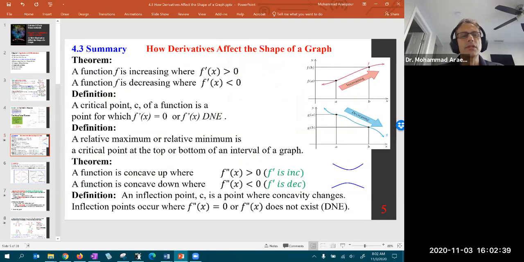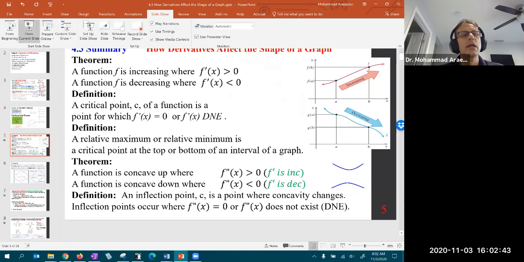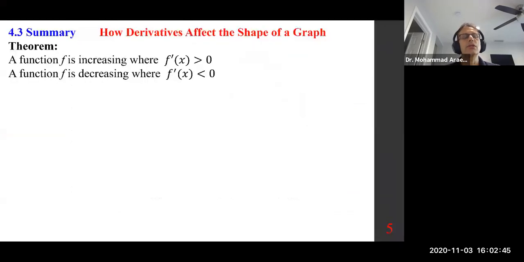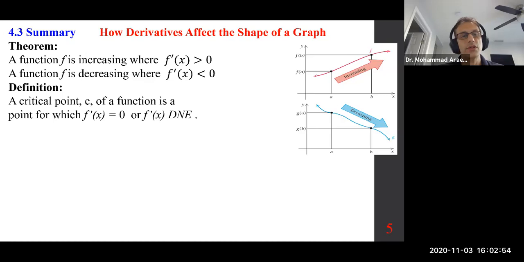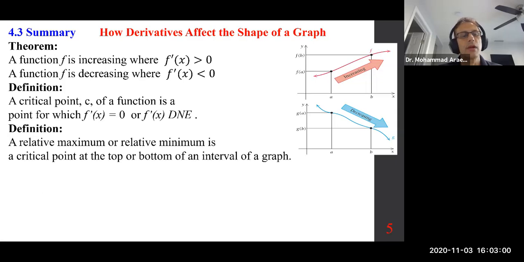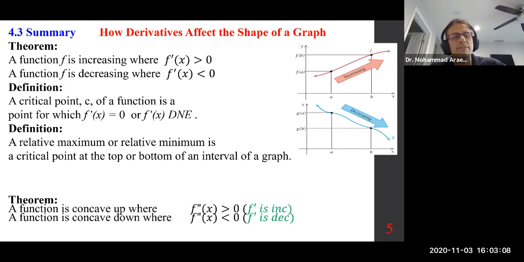Here's the summary of the section, okay? So let's quickly cover the summary and then we look at the details. The function is increasing, f prime is positive, and decreasing, f prime is negative. A critical point definition was given: find f prime, set equal to 0, and where it does not exist. Relative extrema, okay, happens at the top or bottom of an interval. In other words, peaks and valleys.